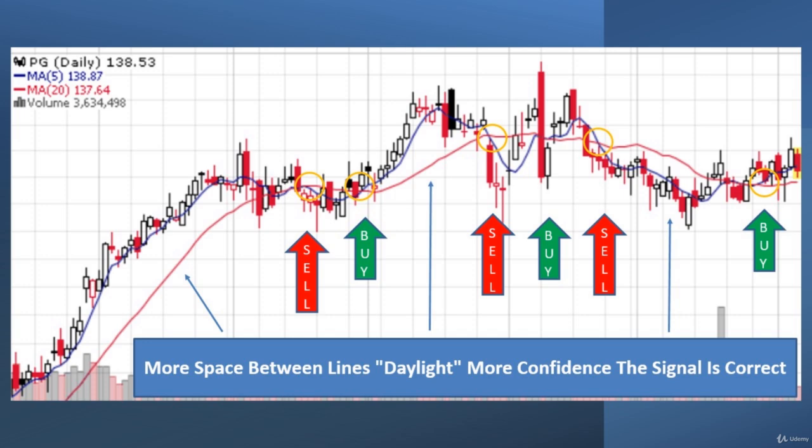So when you're looking for things with moving average crossovers, look for the crossover, but also look back over time at how wide that gap is, how much daylight there is between the two lines, to give you an extra level of confidence that you're making the correct move.